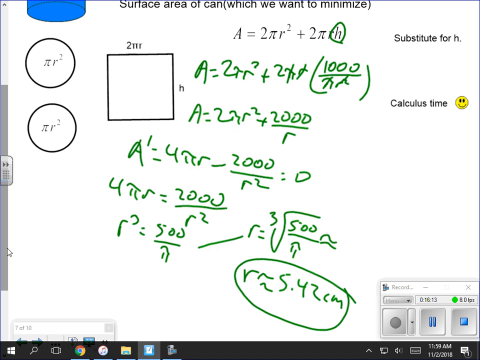So the key to doing these problems, once again, the most difficult part, honestly, is getting it in one variable. Getting a one-variable equation. That's often why you're given the information. Does the volume matter? Yeah. If they didn't tell me what my volume had to be, I couldn't get my area into one variable. That's the most difficult part, is figuring out one variable.